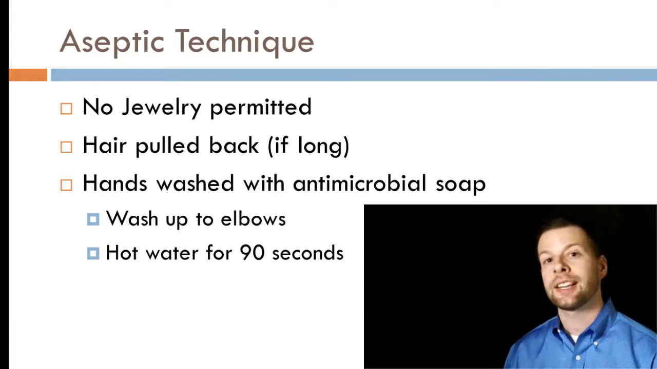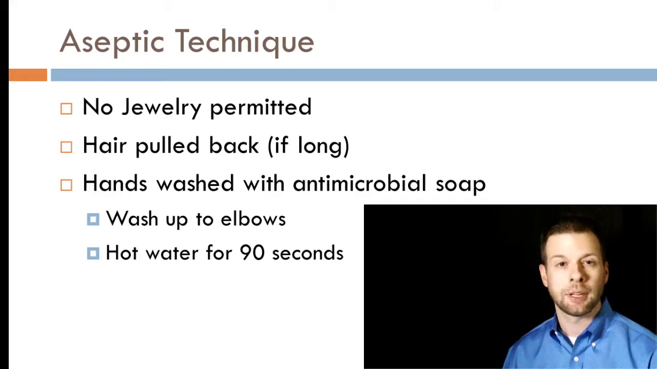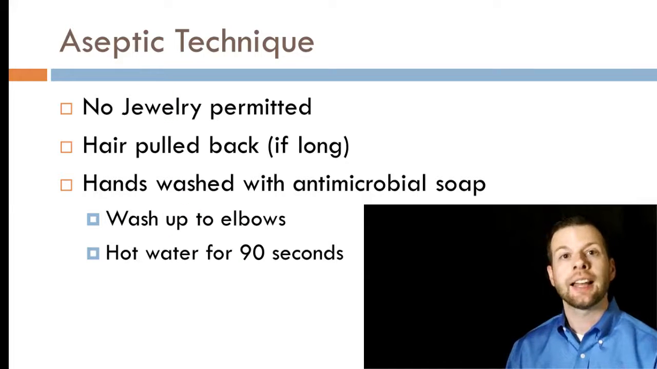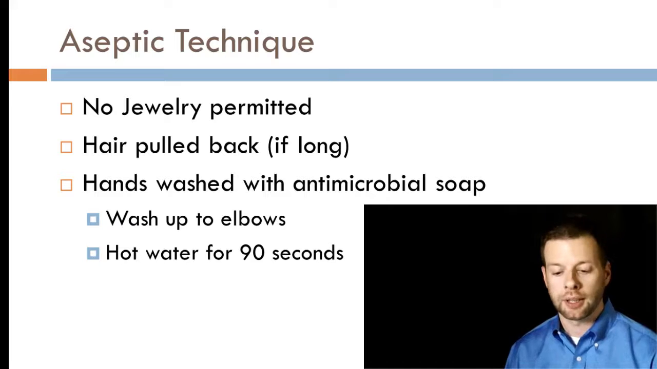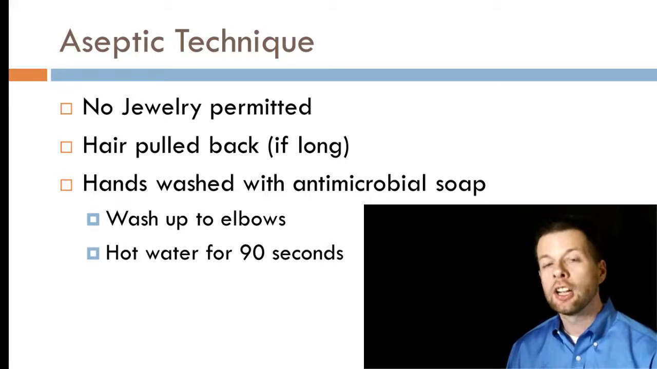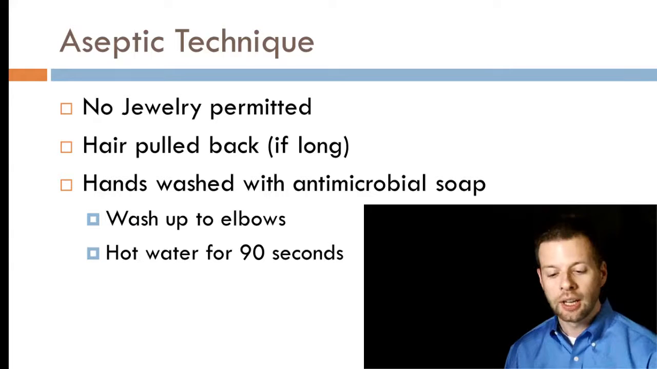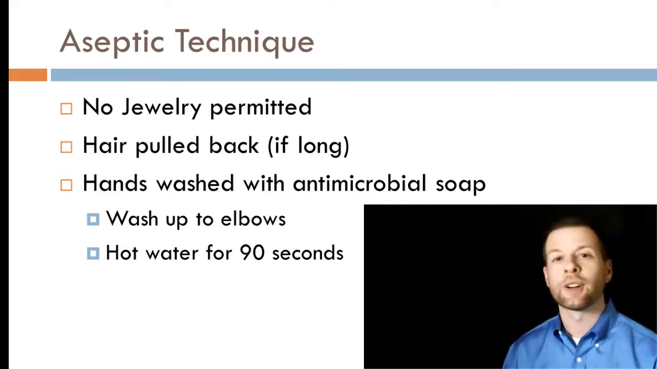So whenever you're dealing with a sterile medication or any other type of thing that aseptic technique is called for, no jewelry is permitted. So this watch, my wedding ring, anything like that, you're going to have to have that not on your person whenever you're doing that. If you have long hair, you want to pull that back because nobody wants a hair near their IV needle. Hands washed with an antimicrobial soap, washing up to the elbows, and then some hot water. Do it for 90 seconds.